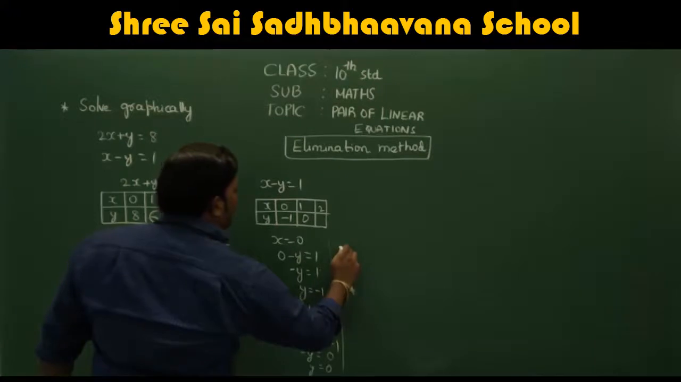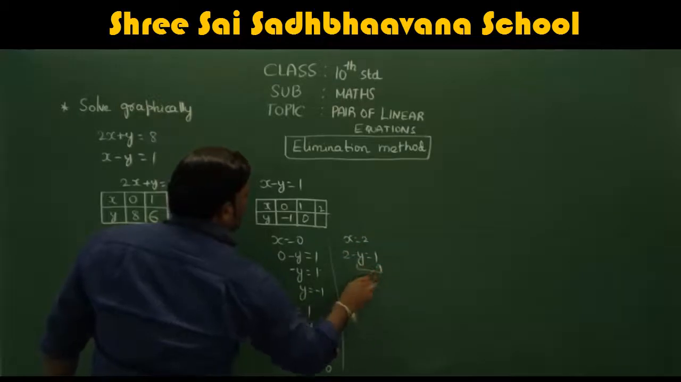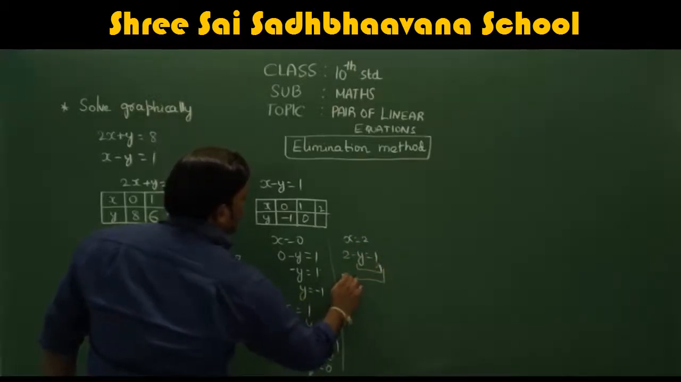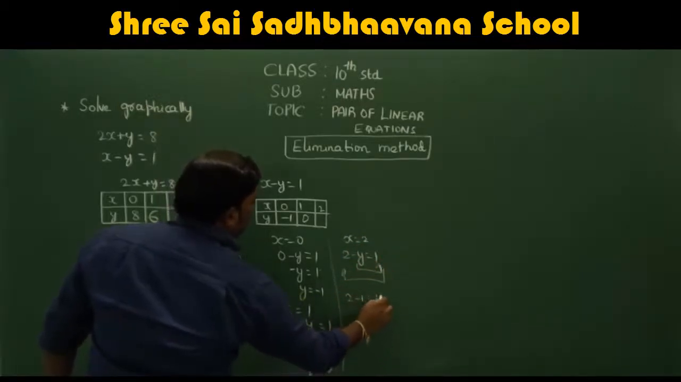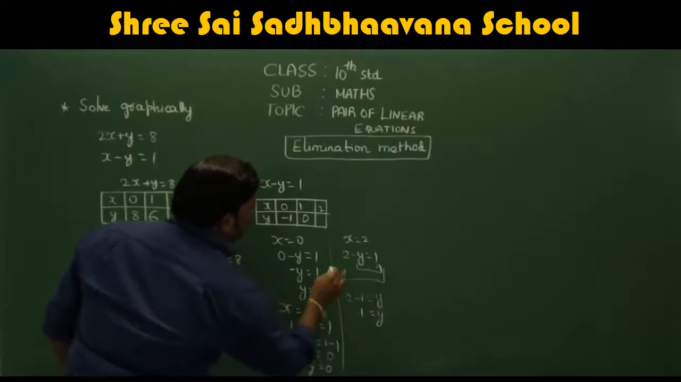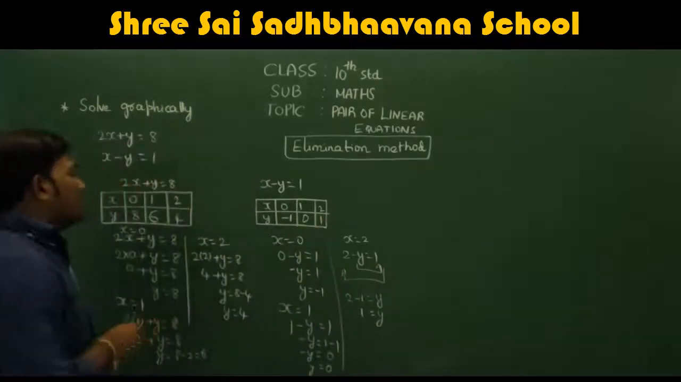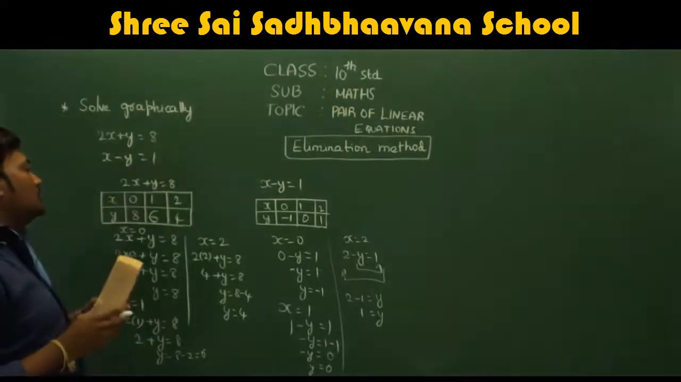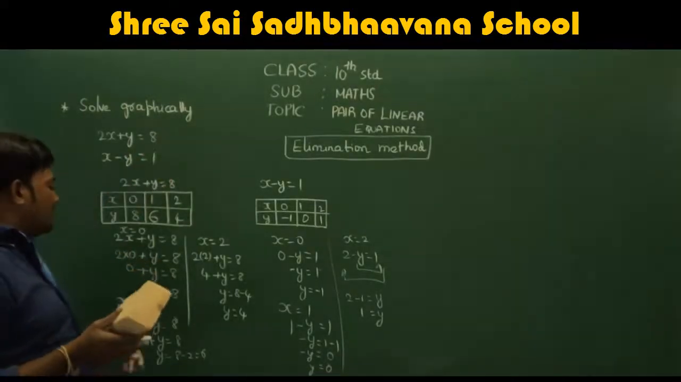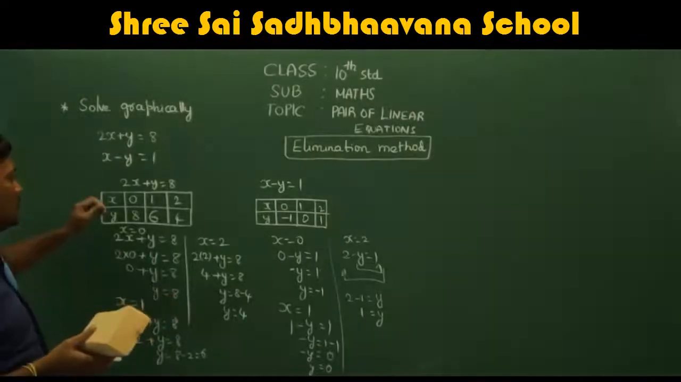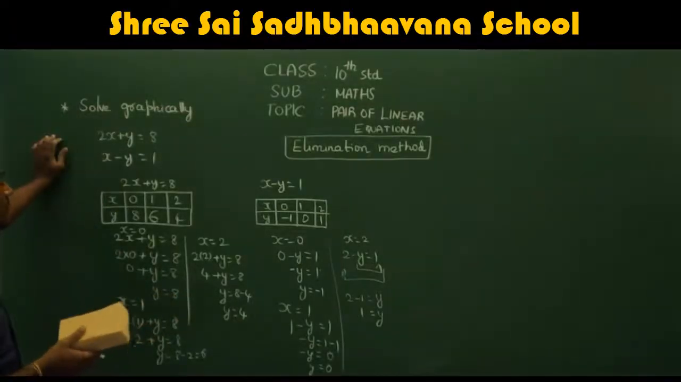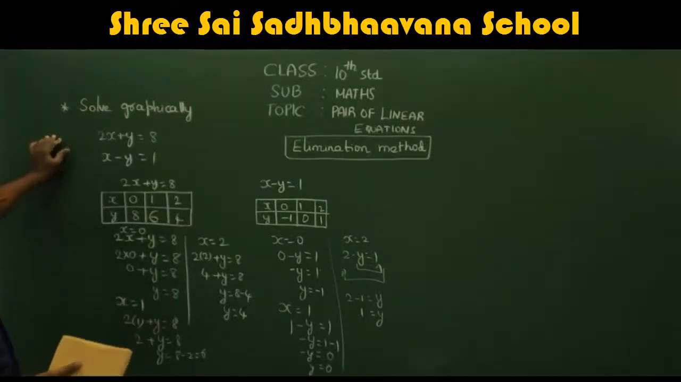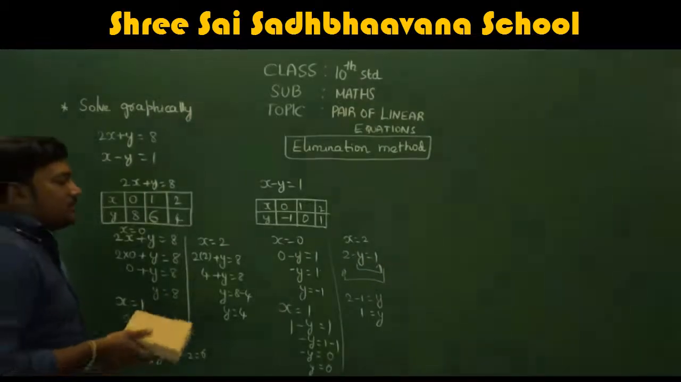So take x is equal to 2. So 2 minus y is equal to 1. Let me take this y that side and send this 1 this side. So 2 minus 1 is equal to y, and y is equal to 1. So 2 comma 1. Correct? I hope you understood. Any doubts? I'll just plot the graph.